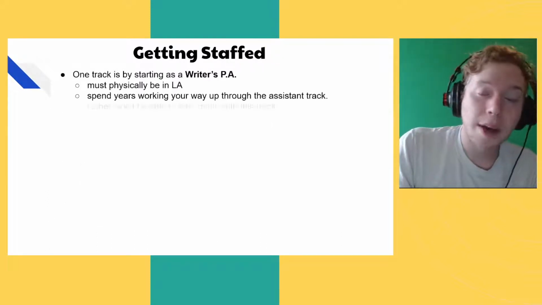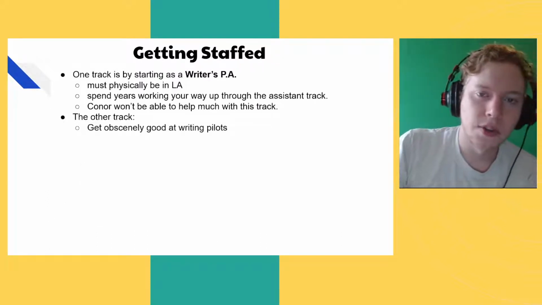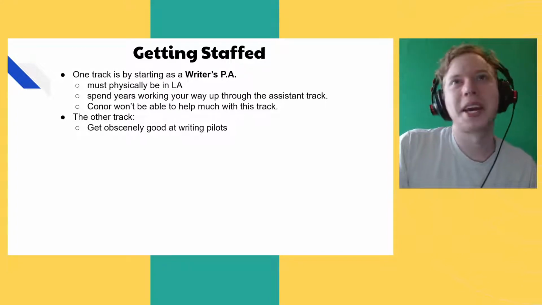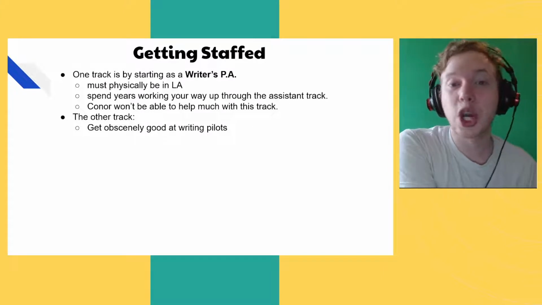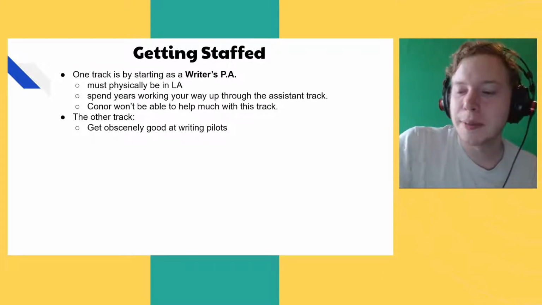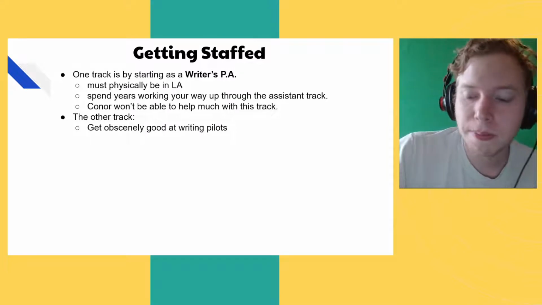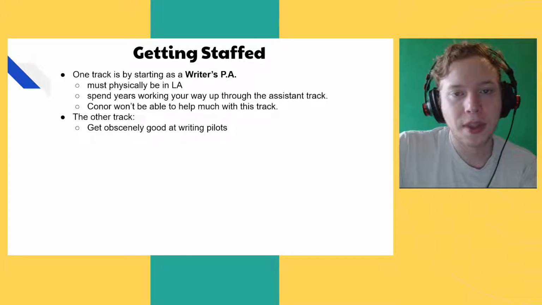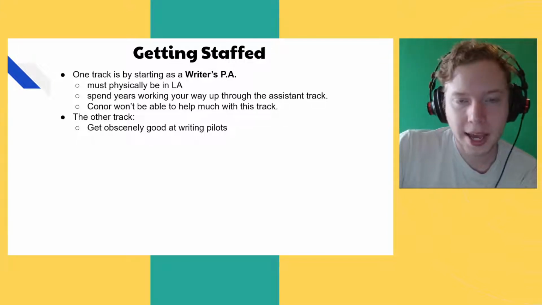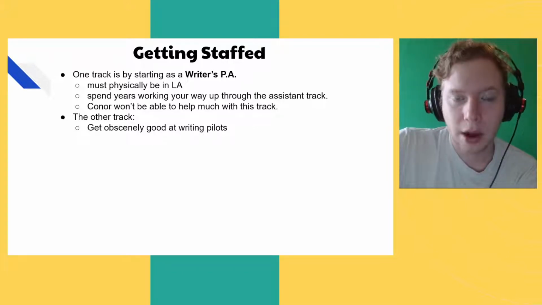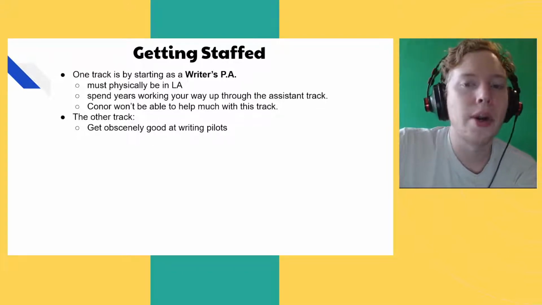Getting staffed, there's a couple ways to do it. There's many ways to do it. It's almost an endless list that is impossible to grab hold of any one of these things, and it's changing all the time. So it's very nebulous and tricky how to get involved in TV. The main tracks are going to be start as a writer's PA, meaning you have to probably start as an office PA, and then after several years of that, be promoted to writer's PA. Then after several years of that, be promoted to writer's assistant. Then after years of that, be promoted to showrunner's assistant.